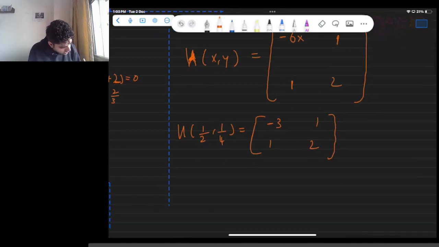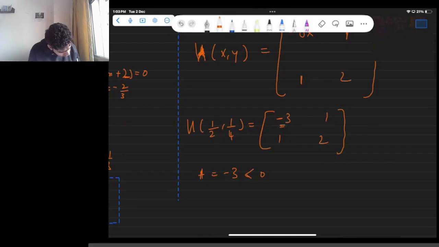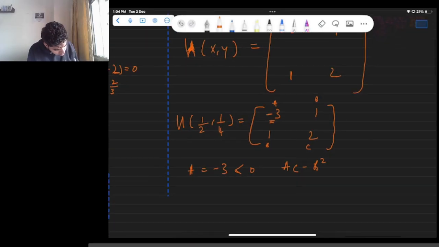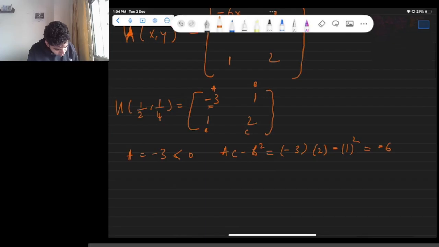So my a, which is minus 3, is less than 0, and my determinant, which is ac minus b square, because this is my a, this is again my b, and this is again my c, right? So my ac minus b square, which is my determinant, is equal to minus 3 into 2 minus 1 whole square. So this gives me minus 6 minus 1, which is minus 7. So my determinant is minus 7.